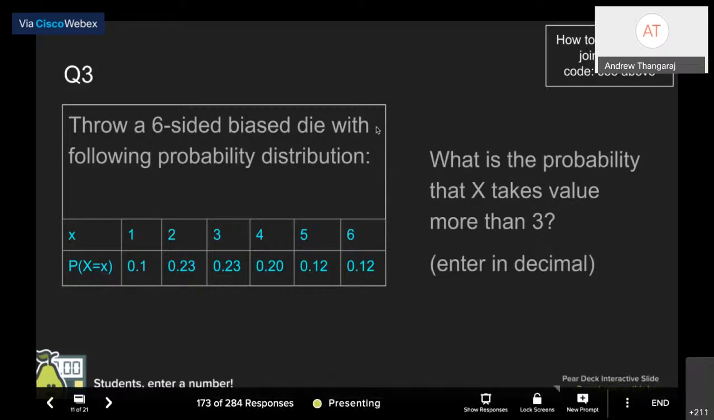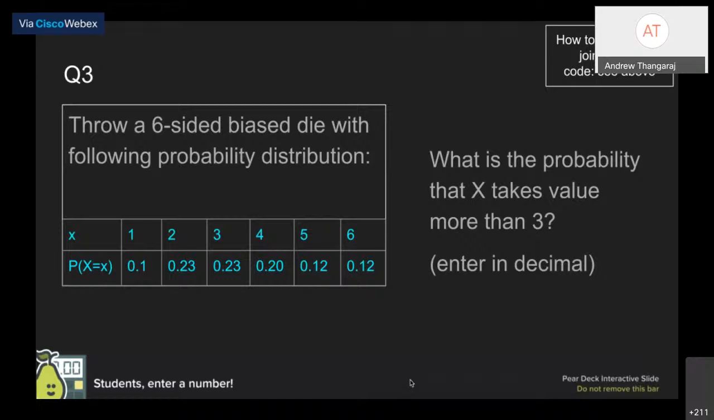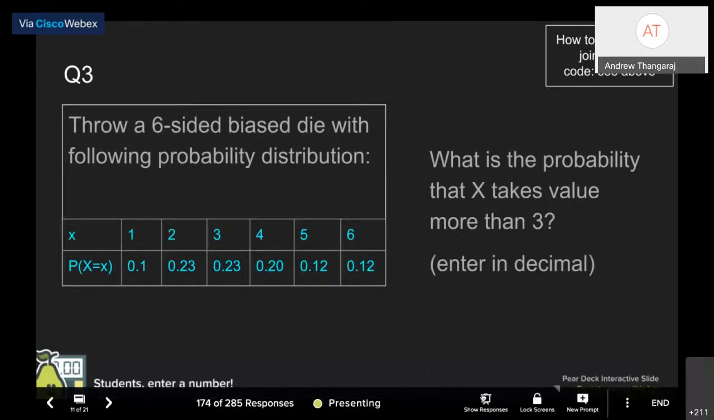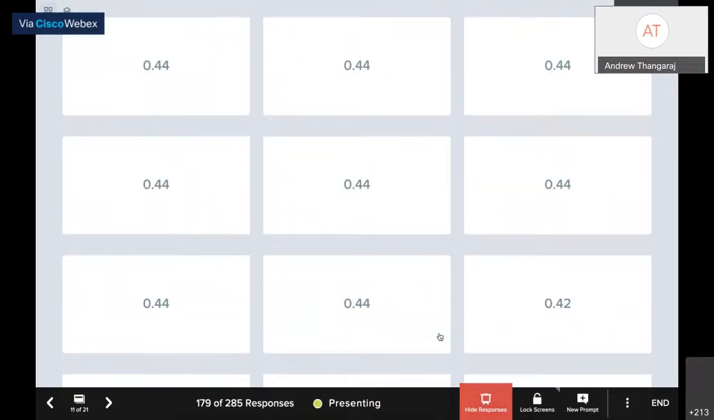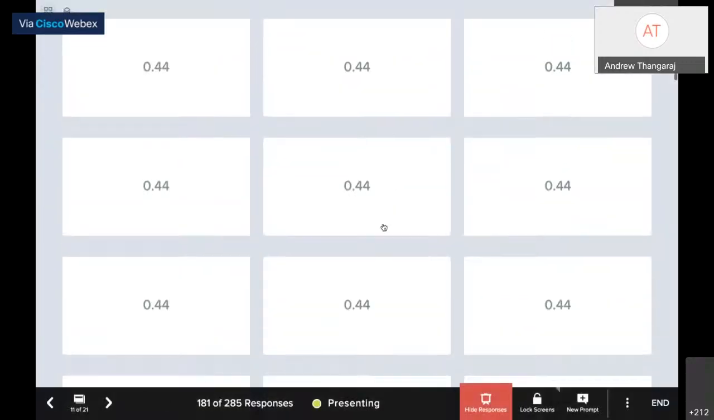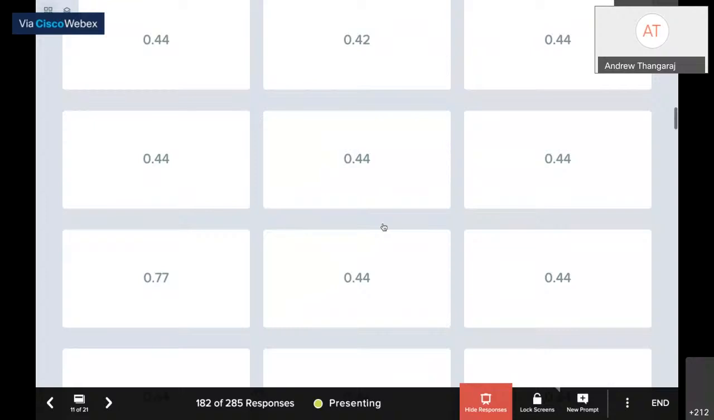So the answering of questions once again in this session is on joinpd.com. There's about more than half the people have looked at it. I've answered it. Let me just show the response now. Okay. 0.44 seems to be a very, very popular answer. Almost everybody has gotten this, 0.44.